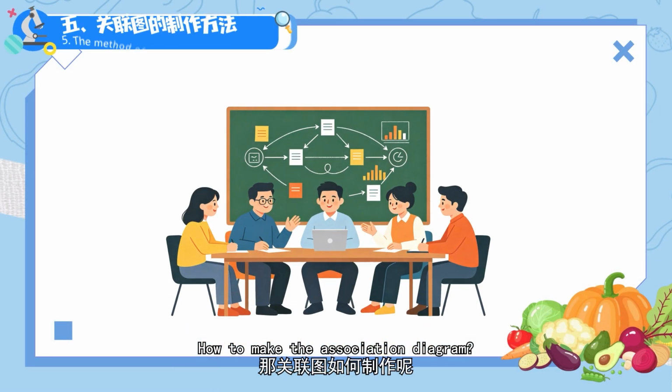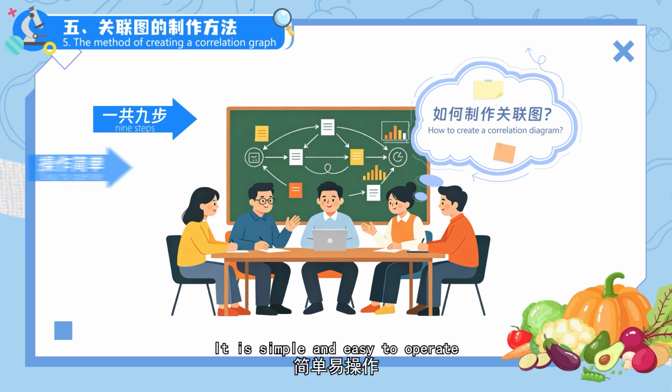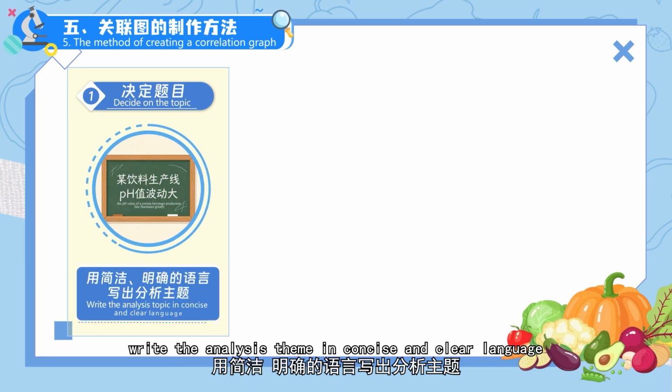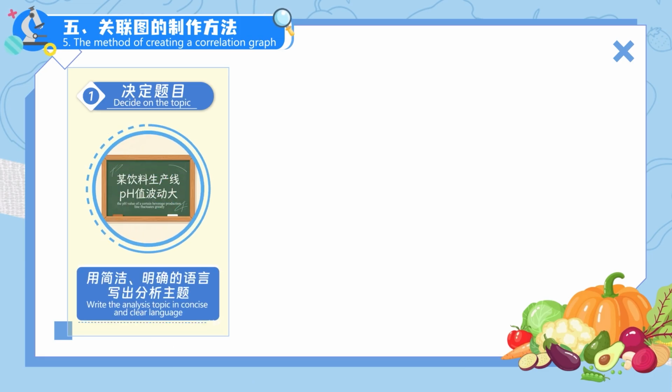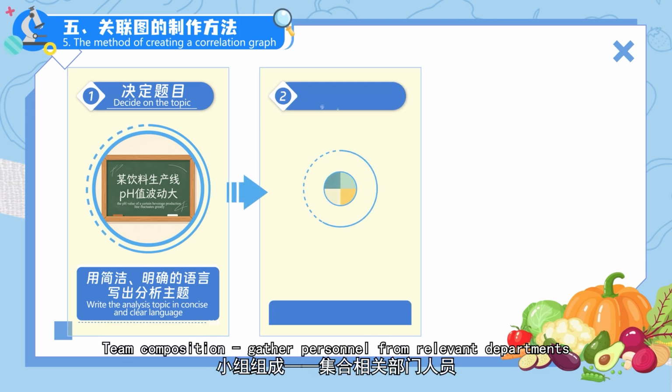How to make the association diagram? There are 9 steps in total. It is simple and easy to operate. Step 1. Decide on the topic. Write the analysis theme in concise and clear language. For example, the pH value of a certain beverage production line fluctuates greatly. The second step, team composition.